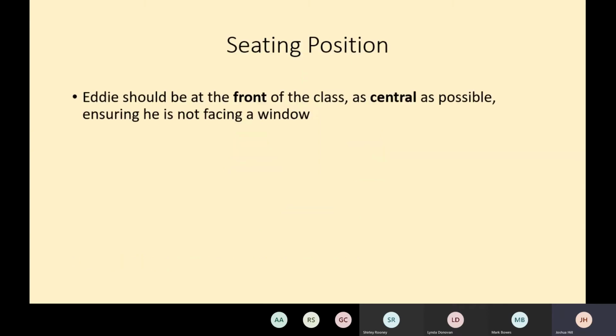So the second thing I'm looking at is his seating position. It's really important for Eddie to be sat at the front of the class and as central as possible, particularly making sure he's not facing a window. Again, that will limit glare. Ideally, the window would be behind him. It's also really good for all of our visually impaired students to not necessarily be on their own, but to have someone next to them, to be part of a group like anyone else, so that they can develop their social skills as well.